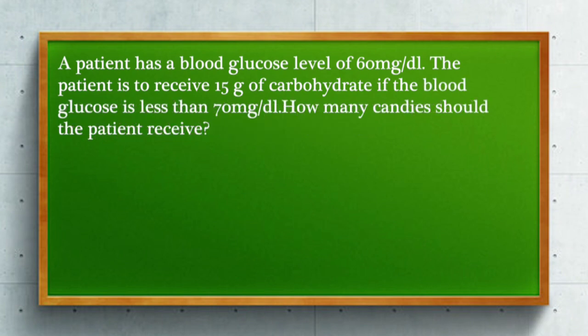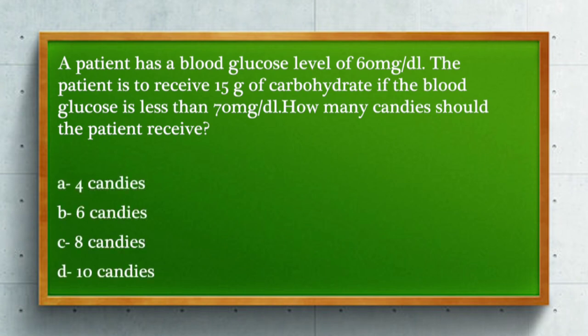Next question. A patient has a blood glucose level of 60 mg/dL. The patient is to receive 15 g of carbohydrate. If the blood glucose is less than 70 mg/dL, how many candies should the patient receive? A. 4 candies. B. 6 candies. C. 8 candies. D. 10 candies. And the answer: B. 6 candies.